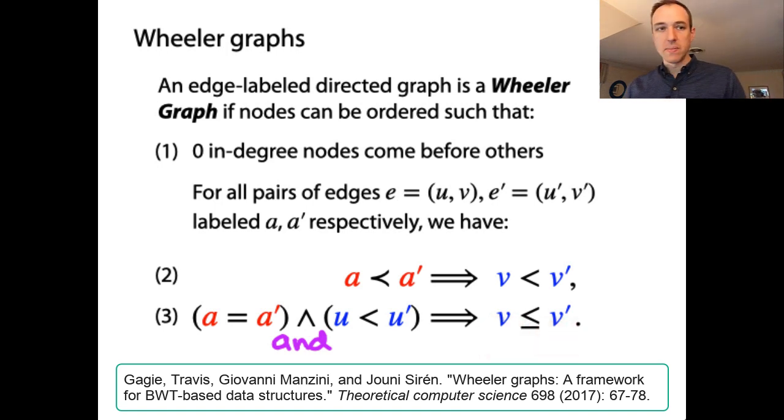the destination of the second edge, right? V less than or equal to V prime. Okay, and again, this holds for all pairs of edges, E and E prime. Okay, that's the definition. There we go. We wrote the whole thing down.